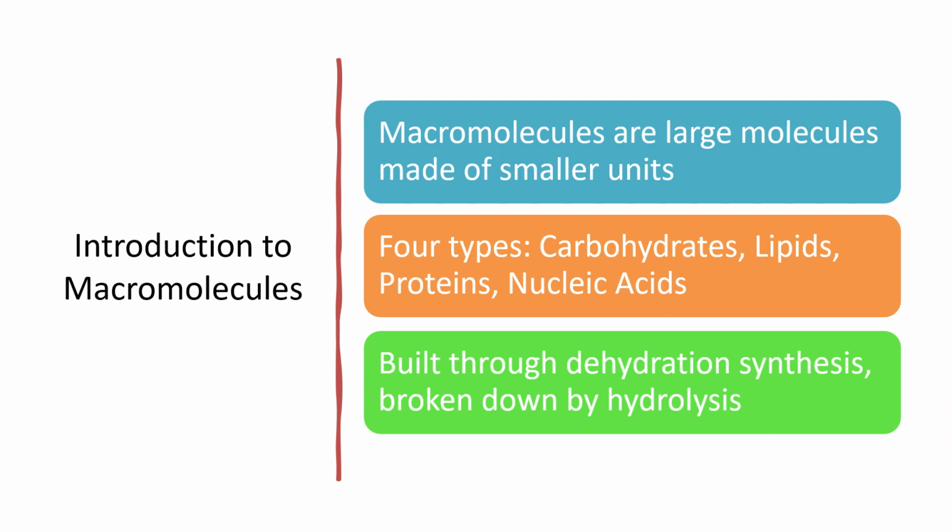Macromolecules are large molecules made by linking smaller subunits called monomers into polymers. The four types, carbohydrates, lipids, proteins, and nucleic acids, each have different building blocks and functions.